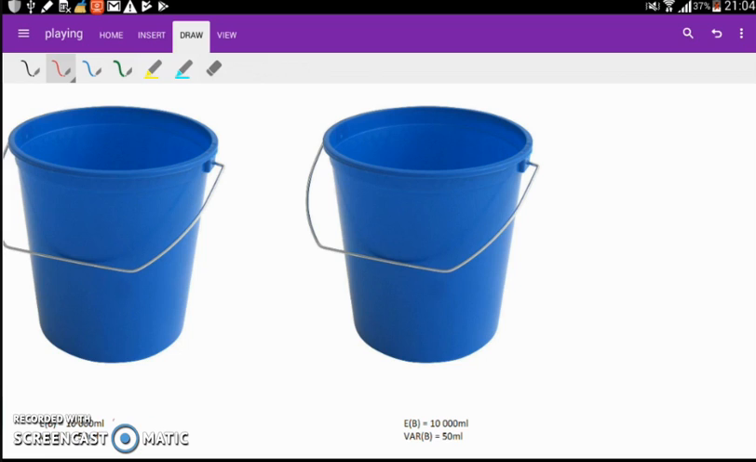Now our variance, it could vary. It could vary 50 mils, it could be 50 mils less, it could be 50 mils more. So a variance of 50 mils when we're measuring it in there. And we've got a second bucket here. The second bucket has the same expected value and the same variance.